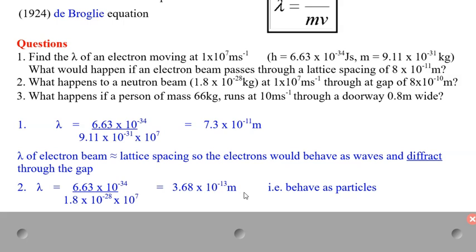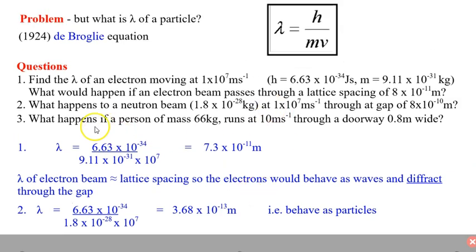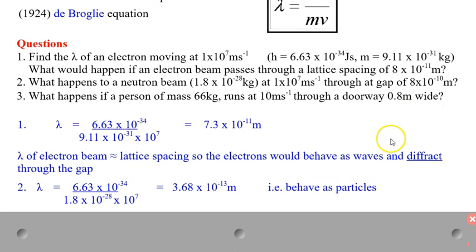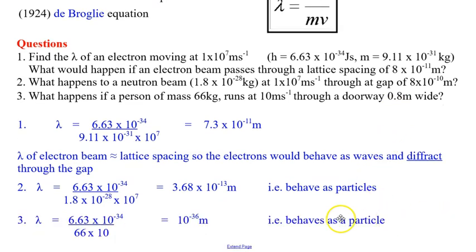We can also apply this to any situation. So rather than just at a very small or quantum level, we can consider cars and planes and people, and we can work out their de Broglie wavelength. So for example, if we have a person with this mass and this speed here running through a doorway, a gap of 0.8 meters wide, we can ask the question, do they behave as a wave or a particle? So the first thing we need to do is to calculate the de Broglie wavelength.